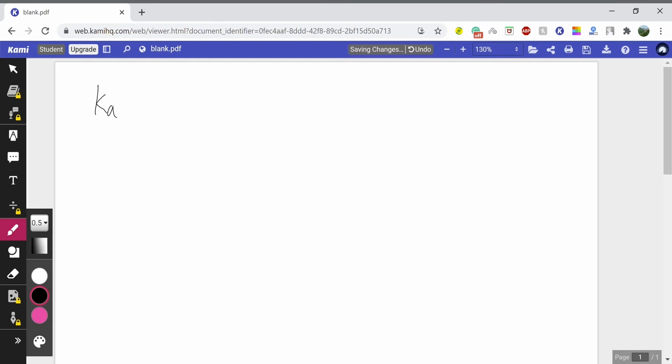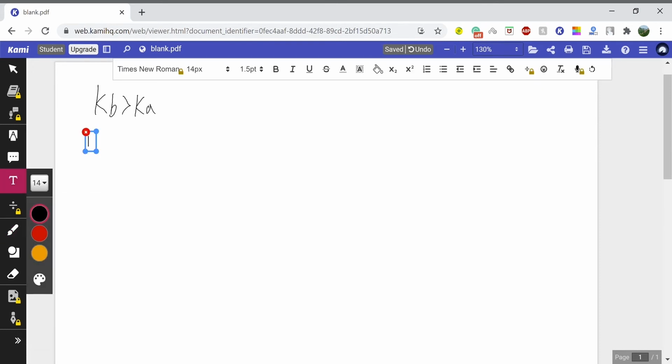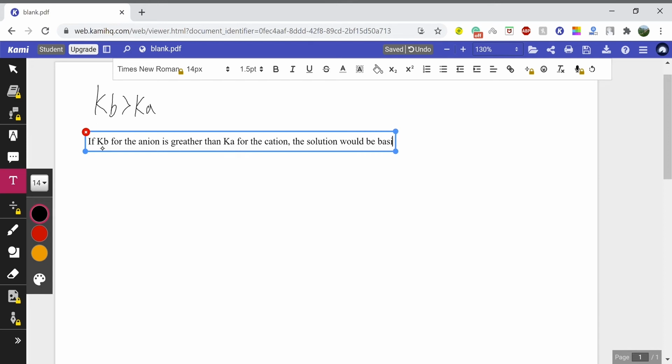Now if Kb for the anion is greater than Ka for the cation, the solution will be basic. Make sure you compare the Kb for the anion and the Ka for the cation. And if it's the opposite, if the Ka of the cation is greater than the Kb of the anion, then it will be the opposite, which is acidic.